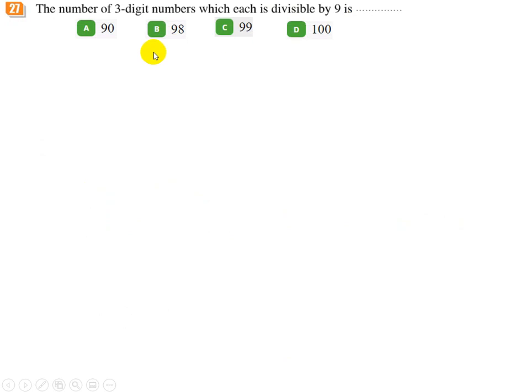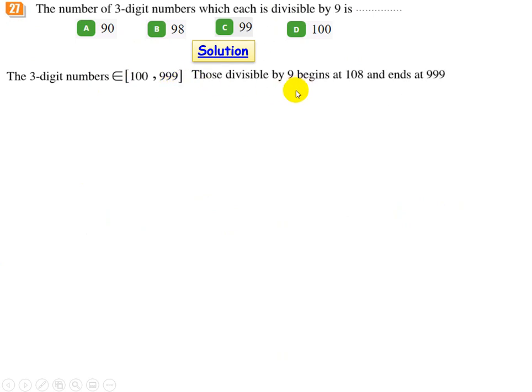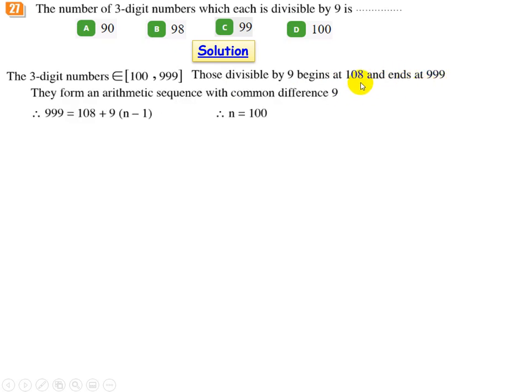Number 27. The number of 3-digit numbers which each is divisible by 9 is. You know that the 3-digit numbers belong to the closed interval 100 to 999. Those divisible by 9 begin at 108 and end at 999. So they form an arithmetic sequence, its first term is 108, its common difference is 9, so the last term L, 999 equals a plus (n minus 1)d. From here we can get that n equals 100.